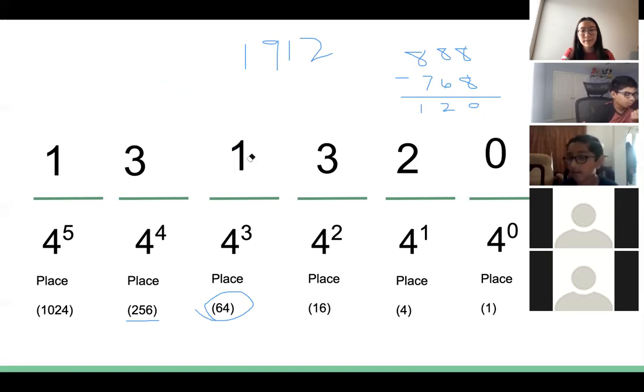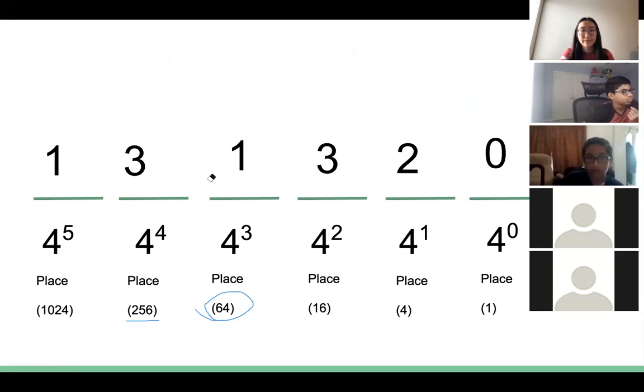Okay, this is definitely complex. I understand it now. Yeah. So other bases where you don't just use ones and zeros are going to be considerably more complex.